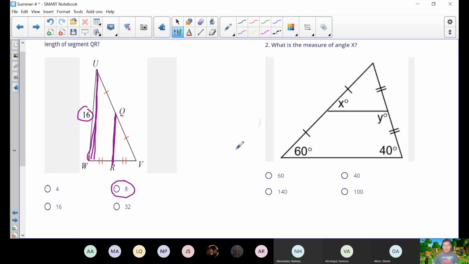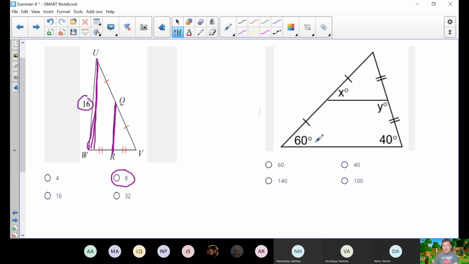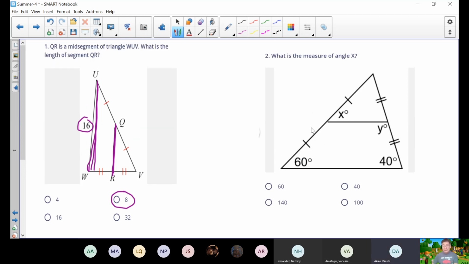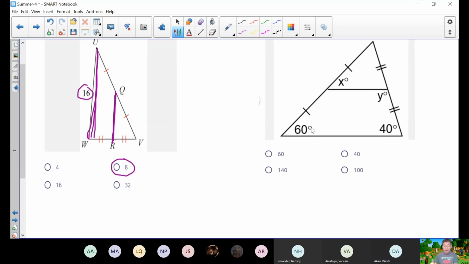So let's go to question number 2. The angle. Now, what are we looking for? Angle X, right? We're now looking for angle Y, right? This is a 60, and this is the corresponding angle, which is 60 and 60, right? They are the same angle.